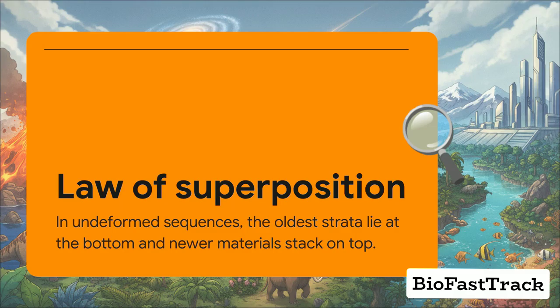Which brings us directly to a fundamental rule, the law of superposition. This states that in undeformed stratigraphic sequences, the oldest strata, or rock layers, lie at the bottom, and newer materials just stack right on top. To make this stick in your head, think about the classic laundry pile analogy. When you toss your clothes into a pile in the corner of your room throughout the week, the oldest clothes, the ones you wore on Monday, are naturally going to be found at the very bottom. The ones you just took off today are right on top. Well, sedimentary rock layers and the fossils trapped inside them work the exact same way.